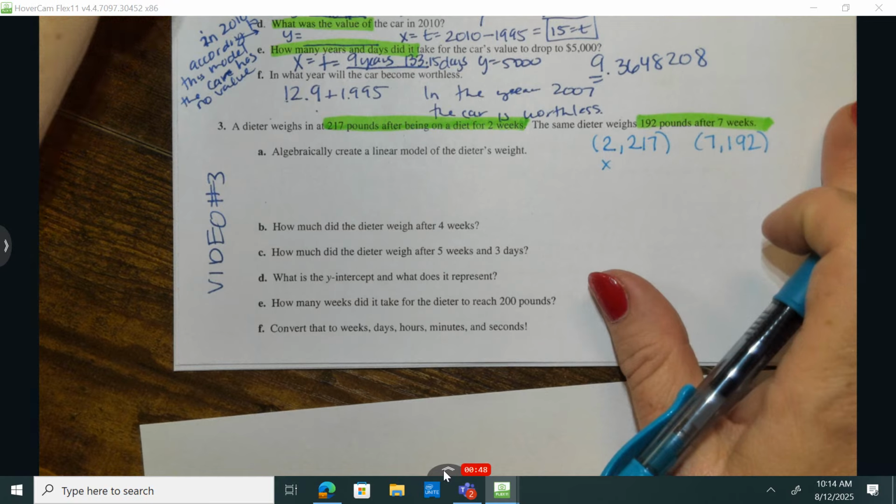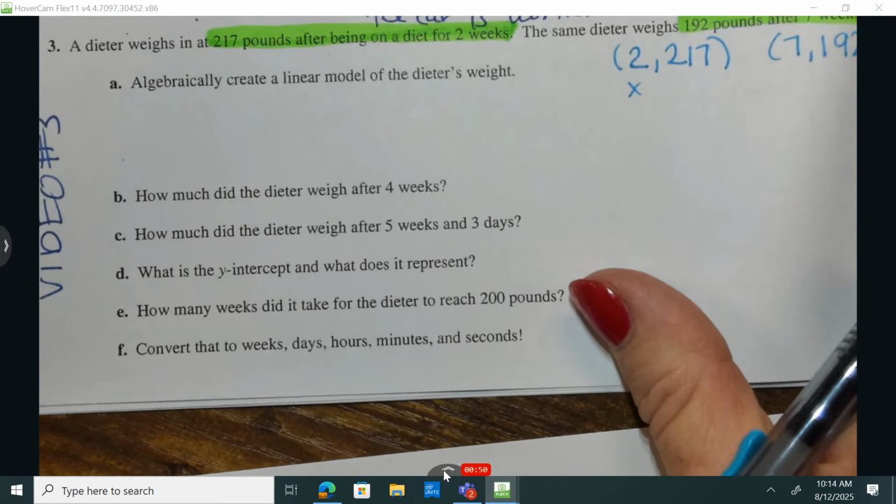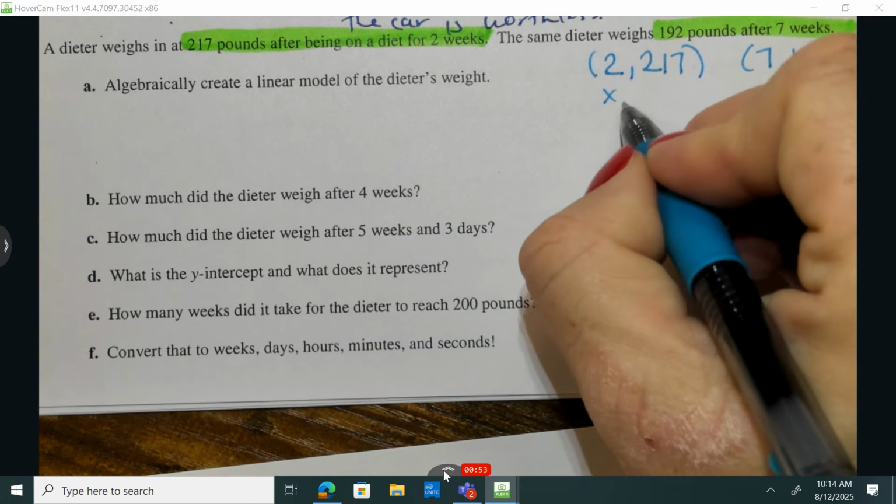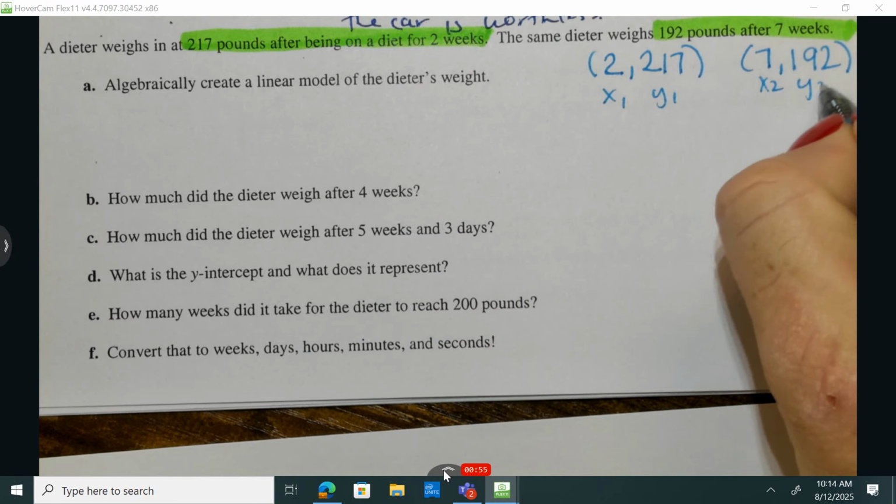Let's make sure you guys can fully see my paper. Let me move this over a little bit. This is video number 3. This is X sub 1 and Y sub 1 and X sub 2 and Y sub 2.